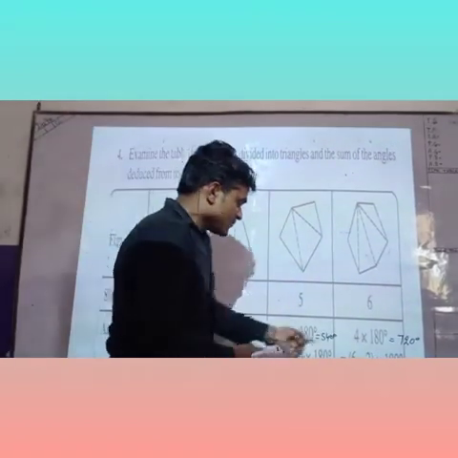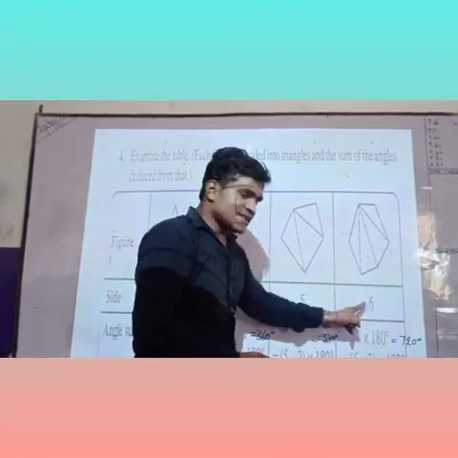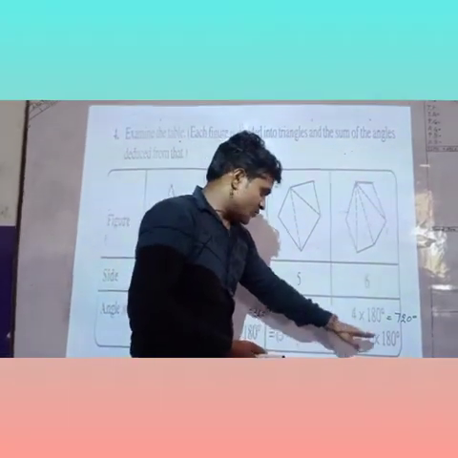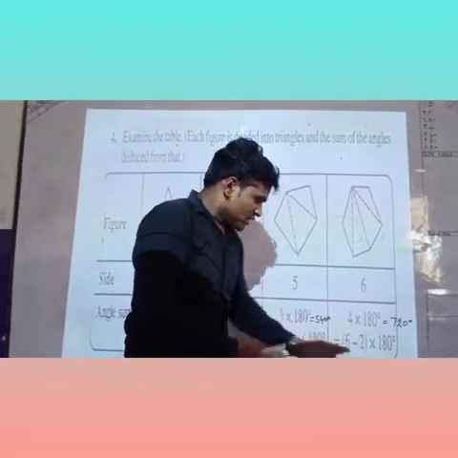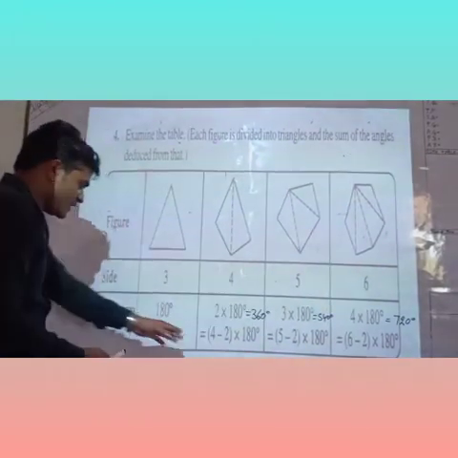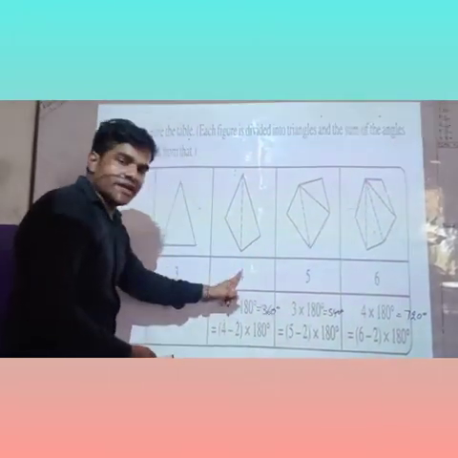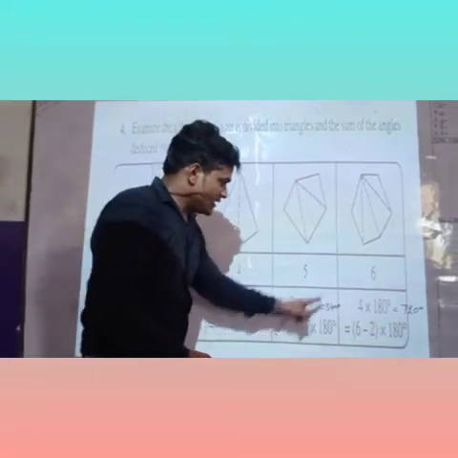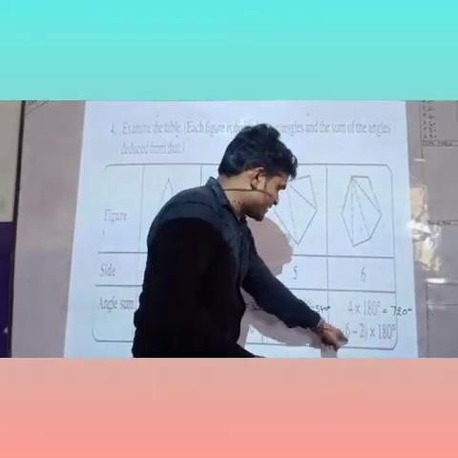But how will we get it? Children, the number of sides there is 6. 6 minus 2 is 4. Yes, and 4 multiplied by 180. Okay, so we get a pattern, children. Here 4 minus 2, where 4 is the number of sides. 5 minus 2, where 5 is the number of sides. Here 6 minus 2, where 6 is the number of sides.